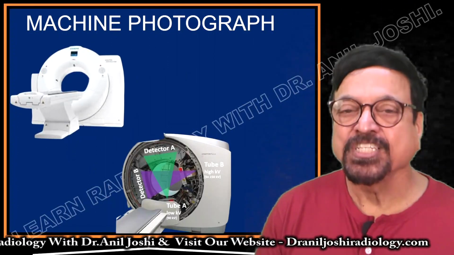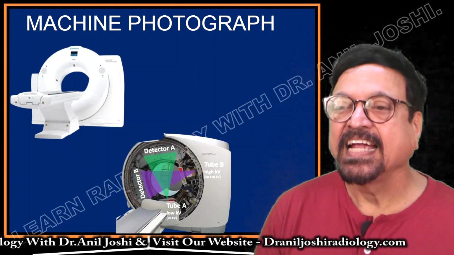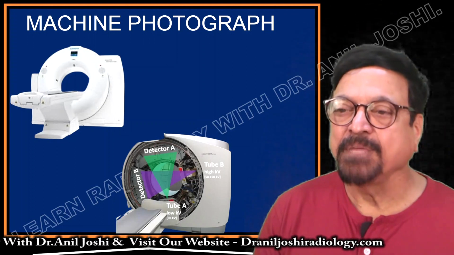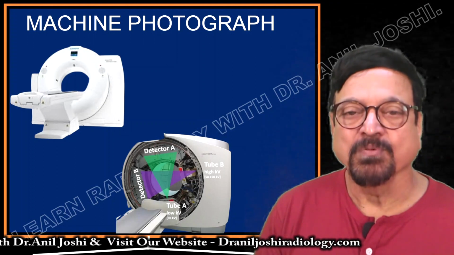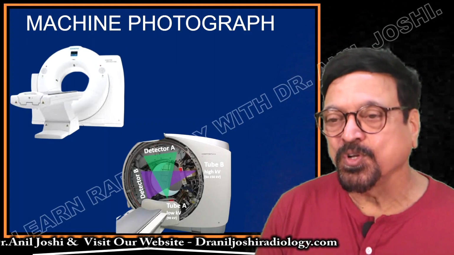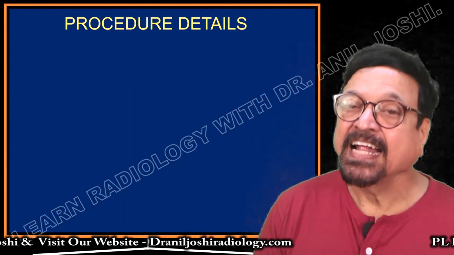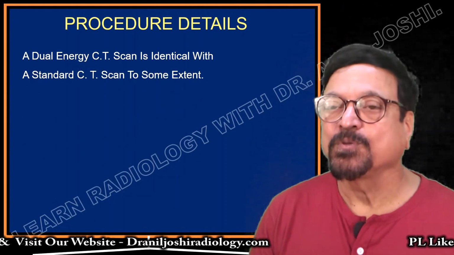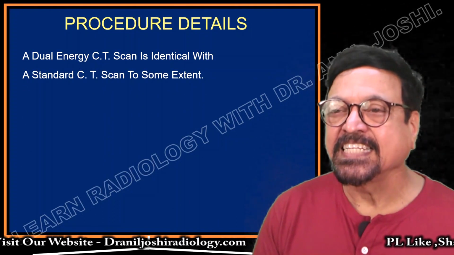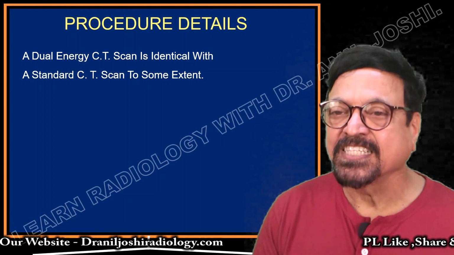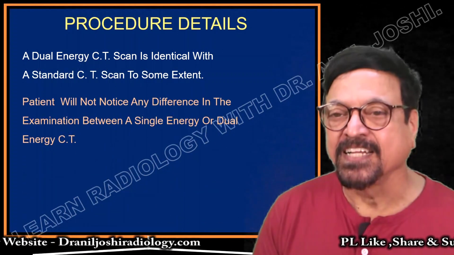How are these in the machine? You can see detector A, detector B, tube A, tube B. So that is how two tubes and two sets of detectors move within the gantry. They are at different energy levels. Now the procedure details. A dual energy CT scan is identical to the standard CT scan to some extent.